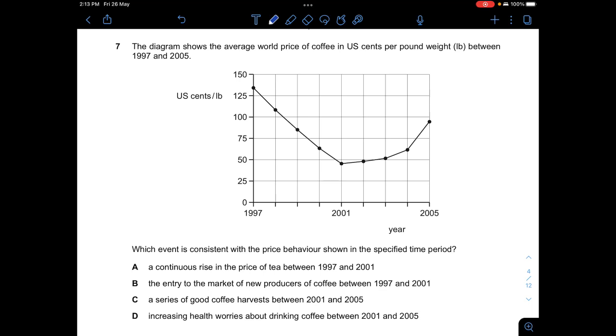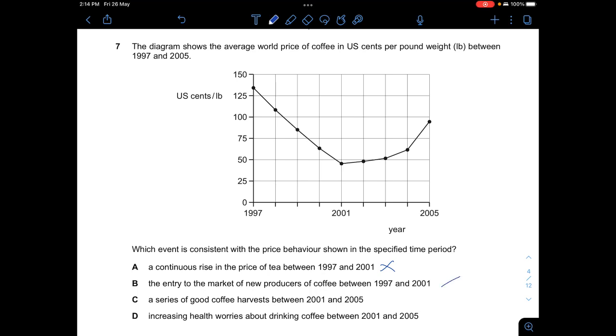So you can see A, it says a continuous rise in the price of tea between 1997 and 2001, which is wrong because the price has decreased. B, it says the entry to the market of new producers of coffee between 1997 and 2001, which is possible because when there's new producers of coffee, competition increases, so price would then decrease so that they can garner the most demand.